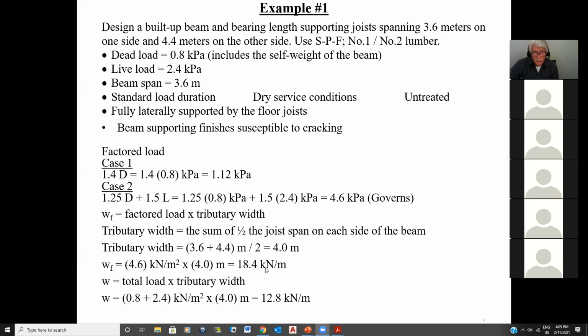And because I have finishes susceptible to cracking, in that case I only take my live load. In other words, I take WL and multiply by my tributary width. So this is for my stiffness, and of course, the other one here is for my strength.